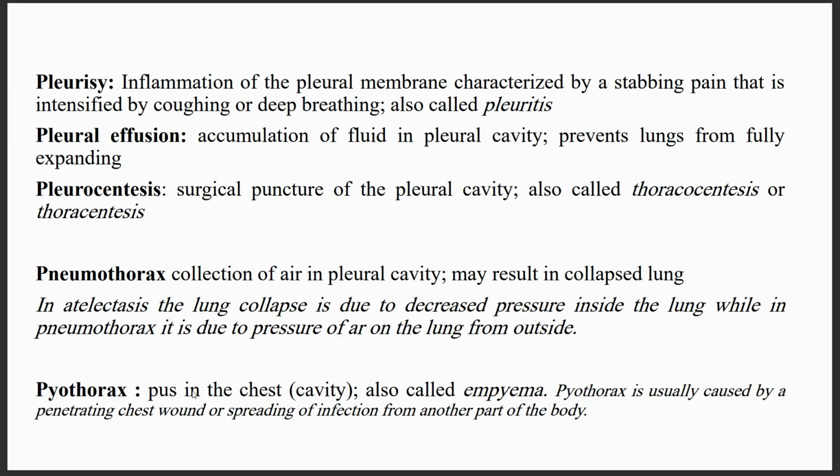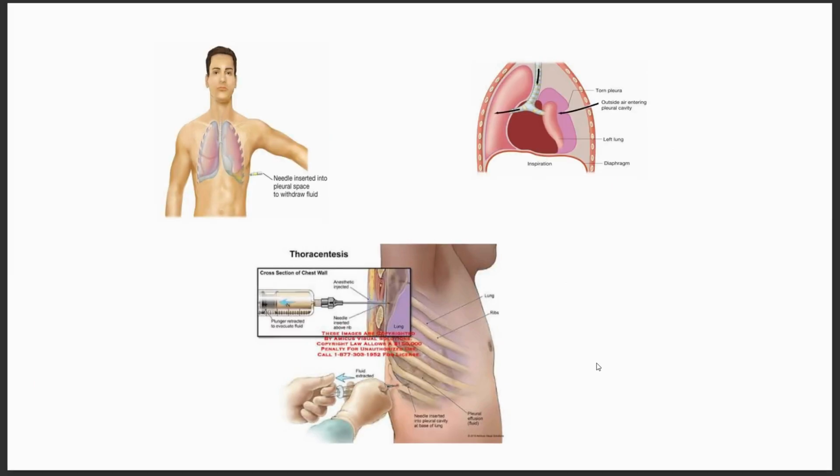And then pyothorax: this is pus in the chest cavity. Also called empyema, that's another word. Pyothorax is usually caused by a penetrating chest wound or spreading of infection from another part of the body. And then here are some diagrams. This is a needle inserted into the pleural cavity to withdraw fluid. And as you can see here, this is the torn pleura, outside air entering the pleural cavity. And this is the left lung, diaphragm, inspiration. So it's just showing you the procedure.